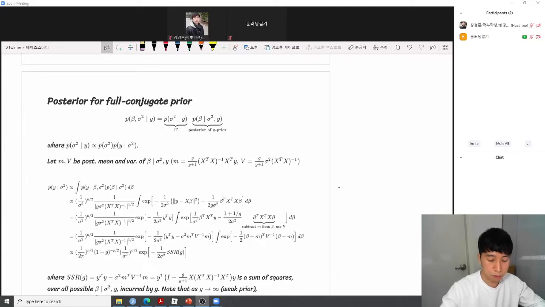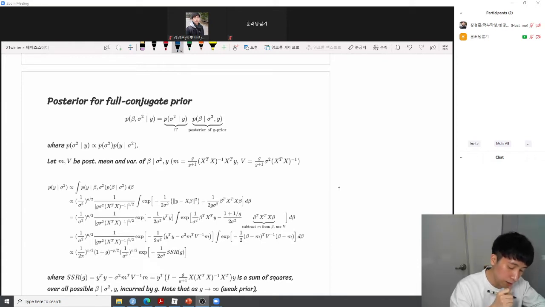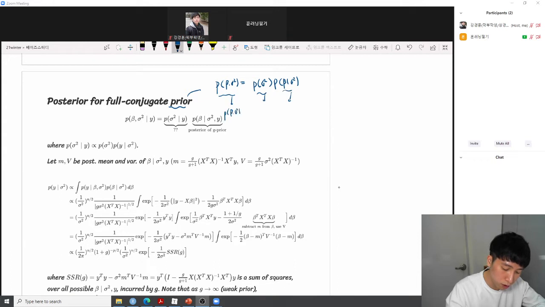Alright, for the posterior for the full conjugate prior, the prior in this part was this, right? So the joint prior was decomposed in this way, right? So what we're going to do is to get a posterior for each of the terms right here. So the joint posterior can be decomposed into these two terms.